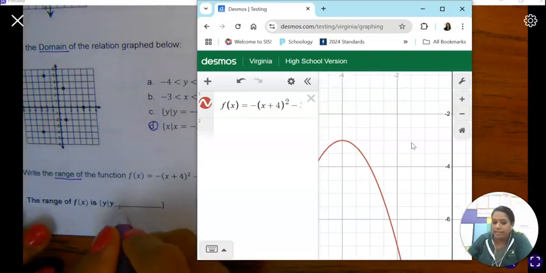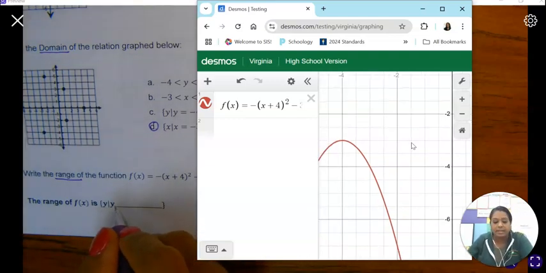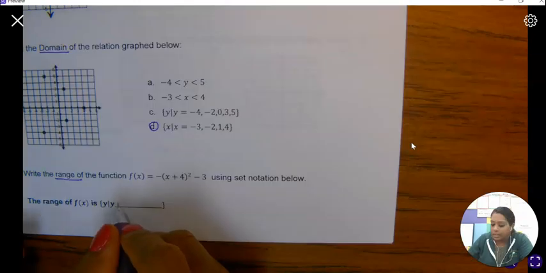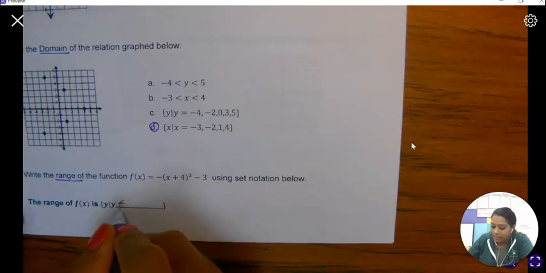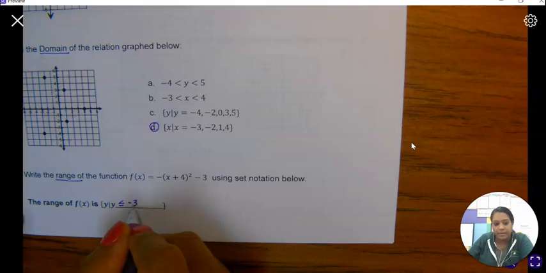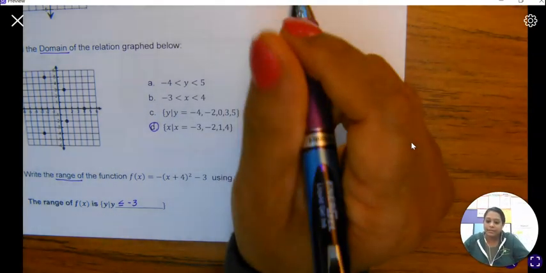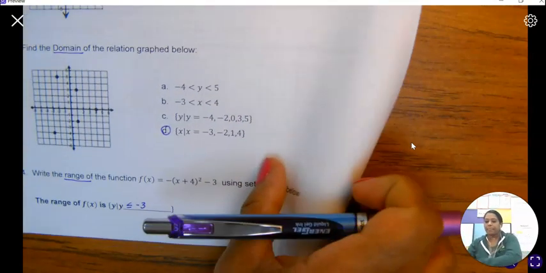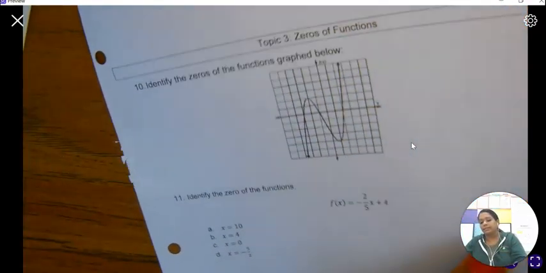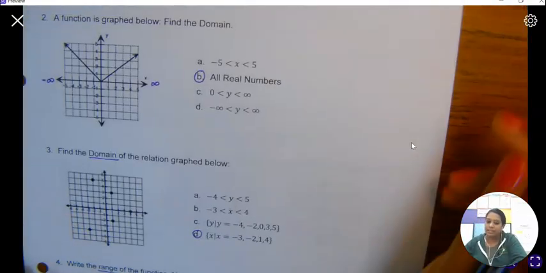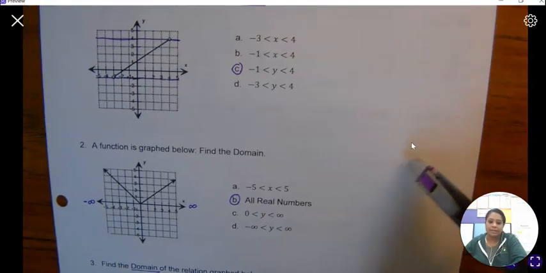So the way you would write that here is y is less than or equal to -3. y is less than or equal to -3, and that is the range. Okay. Let's see if there's any other. Yes, those are the type of questions that I have for domain and range.